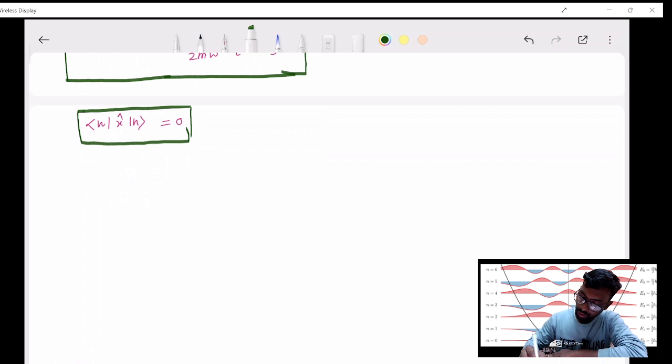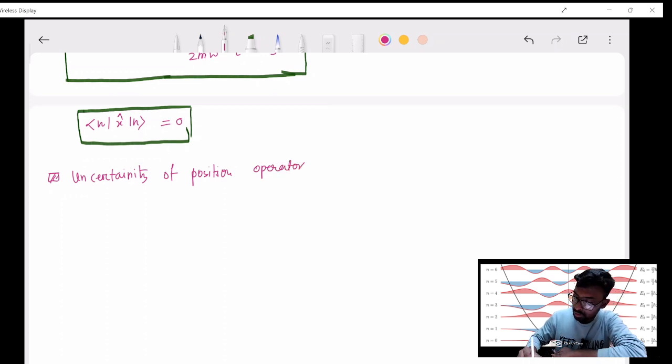Now, next we calculate the uncertainty of position. Let's take a heading: uncertainty of the position operator for the harmonic oscillator.